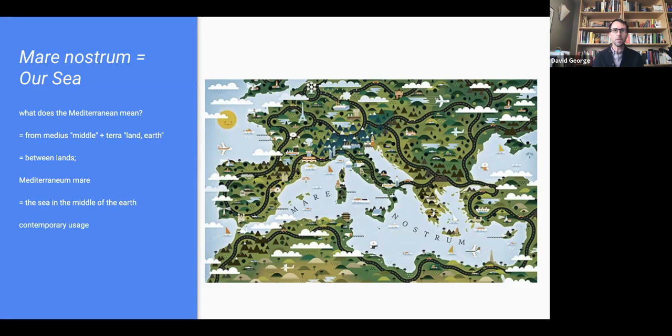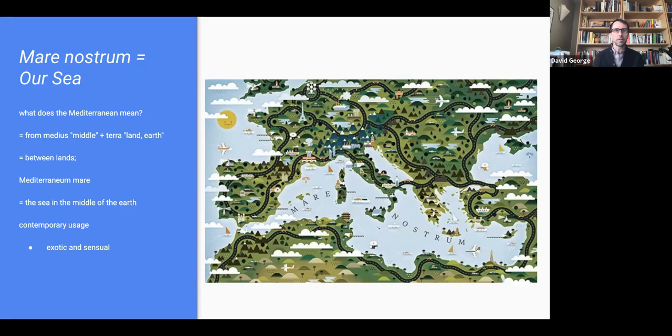So in contemporary usages, there's a way in which the Mediterranean evokes a series of images in the contemporary European imaginary. It's an exotic and sensual place where people go to spend their vacations, sunbathing, swimming in the ocean, boating, also associated with good food. In general, a lot of hedonism.